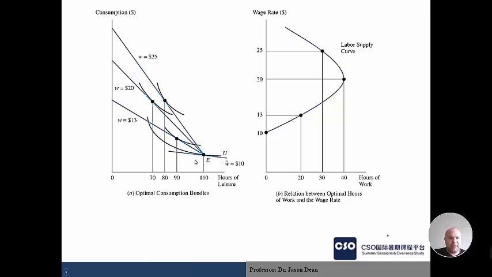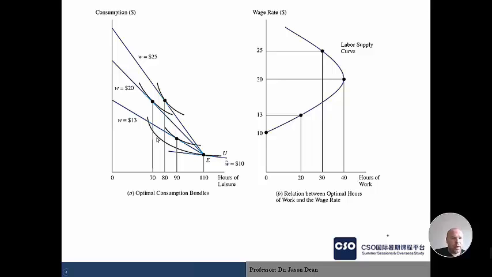Here we have a person that faces different wages. Their reservation wage, which is the slope of a line tangent to their indifference curve that goes through this point where they would not work at 110 hours of leisure, is $10. If we increase the wage to $13, this person would choose to work more. They would choose to have 90 hours of leisure, and the rest of the 110 hours would be for work. So they would be working 20 hours here.